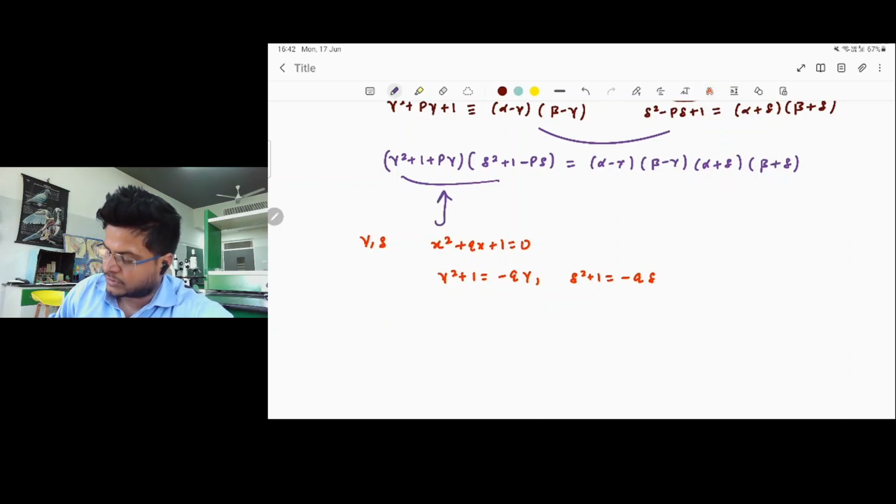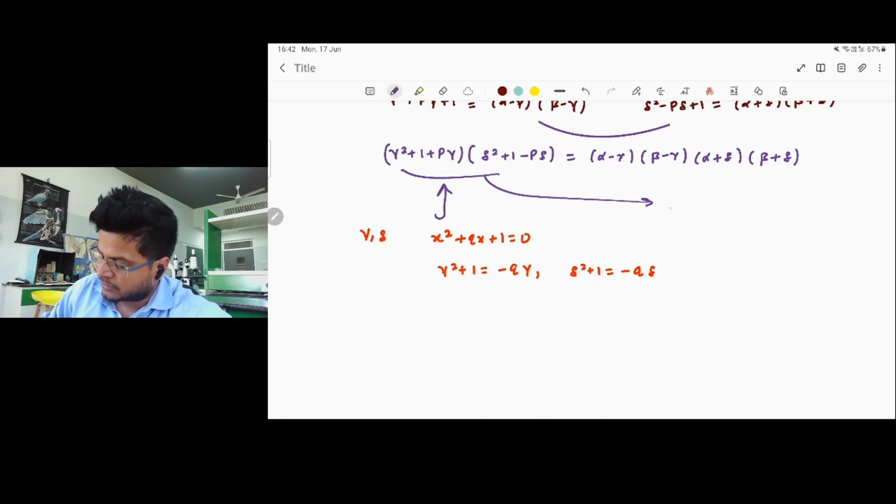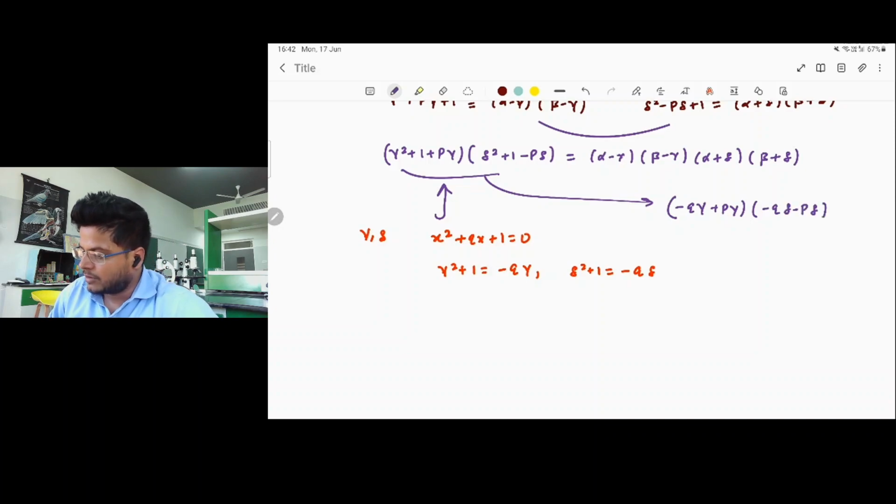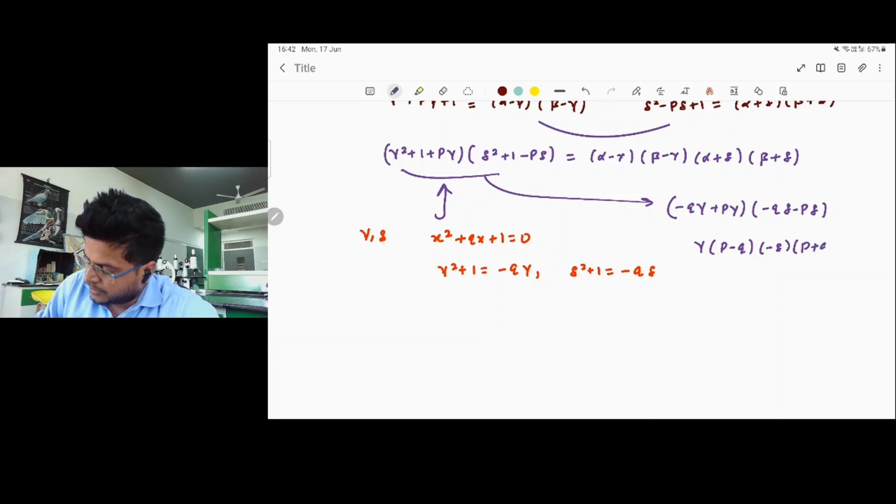So next what we will do? We can feed those values here, isn't it? So this guy will become gamma square plus 1 equals minus q gamma plus p gamma, and this will be minus q delta minus p delta. Observe this. You can see if you take gamma outside, you got here p minus q, and here you take delta outside or minus delta outside. So what you got is p plus q. So when you multiply this, you got something like p square minus q square negative of gamma delta.